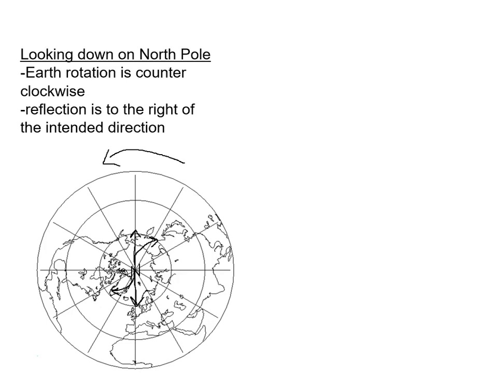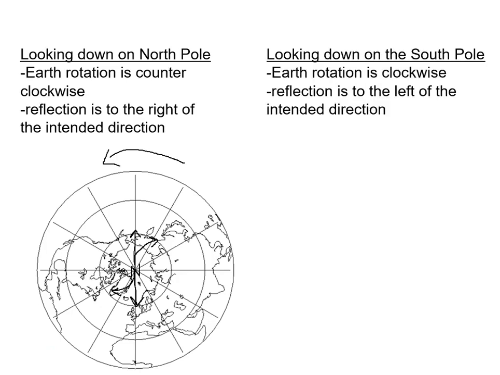So this is really important. If ever you're asked which way something is deflected, make sure that your original arrow is always pointing up, and then you'll always know which way is right or which way is left, okay? So for the northern hemisphere, it's always going to go to the right of the direction.